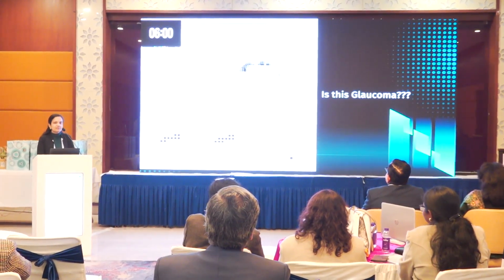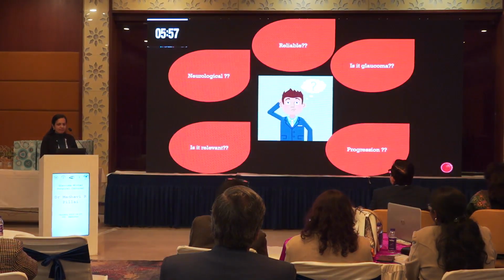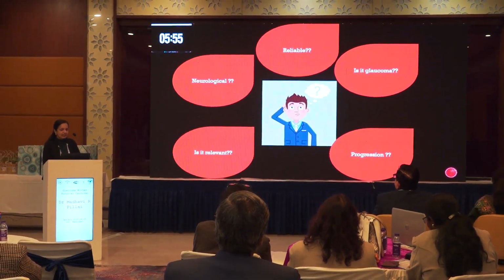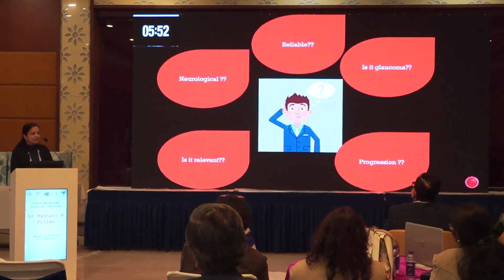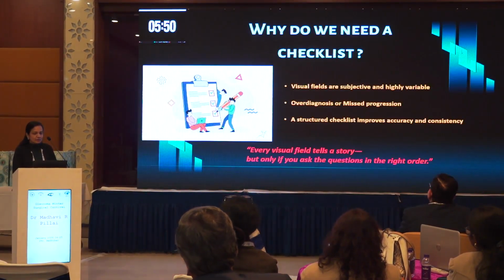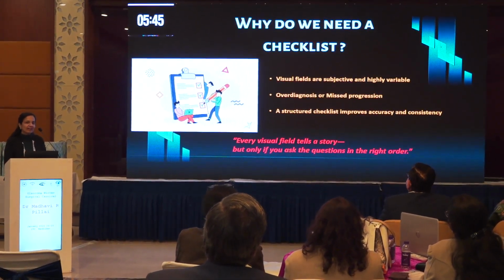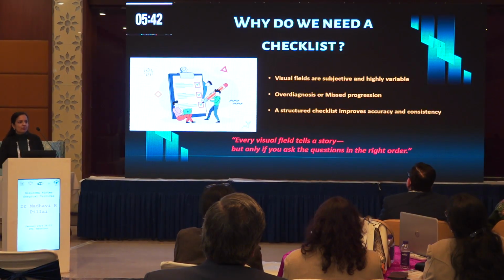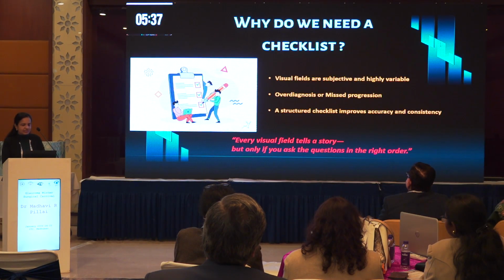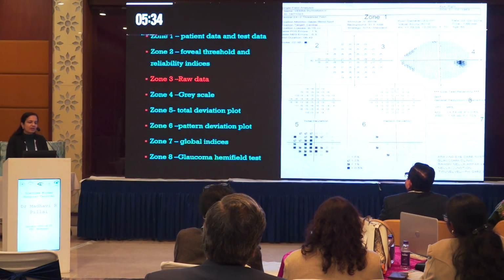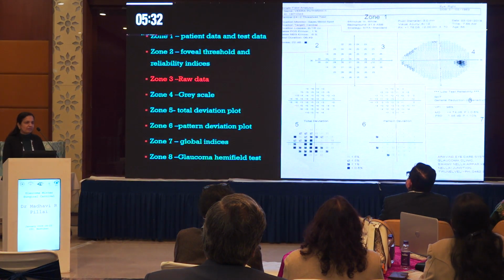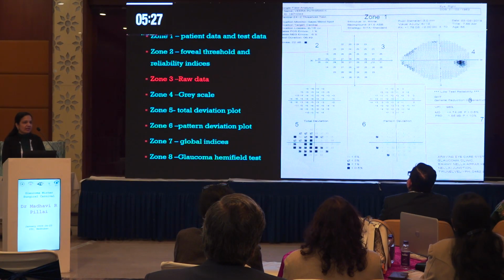So when you are facing a visual field report like this, you will be having multiple questions: whether this field is reliable, is it even glaucoma, is it relevant, or is there a progression? Why so much confusion is because visual fields are very subjective and highly variable. You can end up with an overdiagnosis or a misdiagnosis, and that is why we need a checklist. So this is the traditional way of having the visual field printout divided into various zones, and I will take you through each zone and highlight a few points in each.